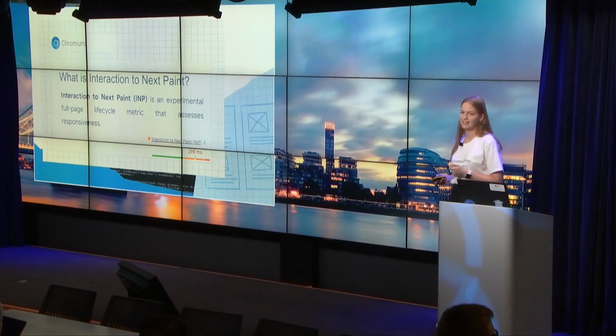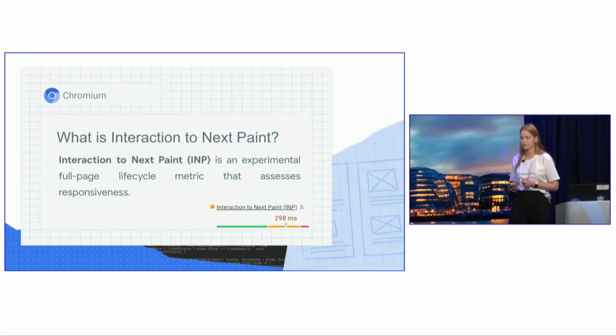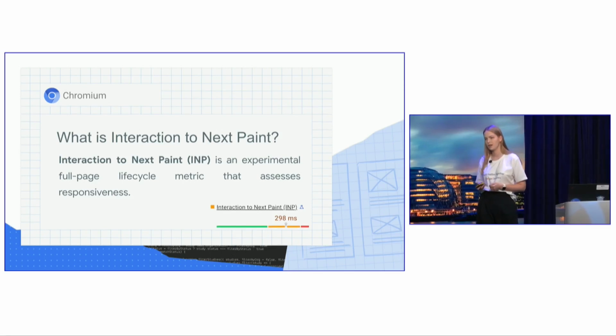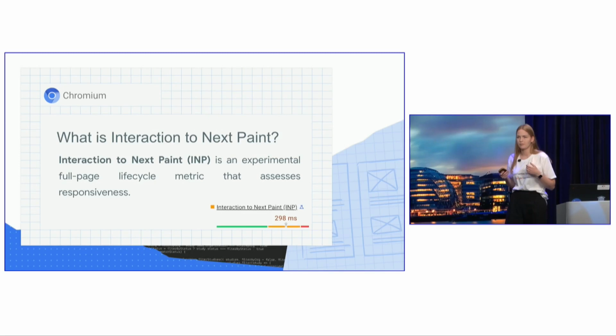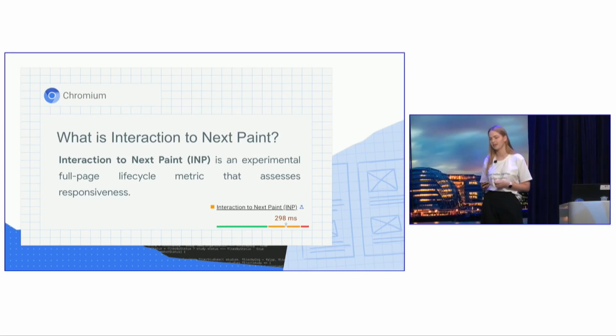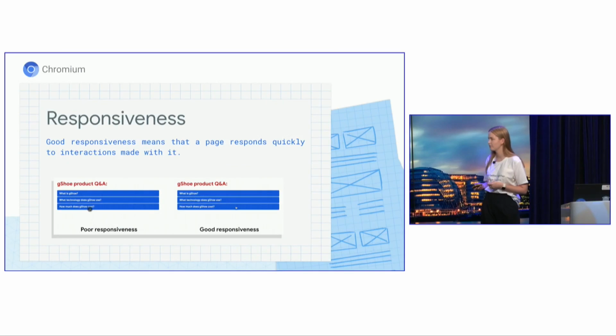So what is that Interaction to Next Paint, which is so bright on any Twitter performance forums, that was introduced at Google I/O? It's an experimental full page lifecycle metric that assesses responsiveness. It's similar to First Input Delay, but a bit more complex, and let me explain why.